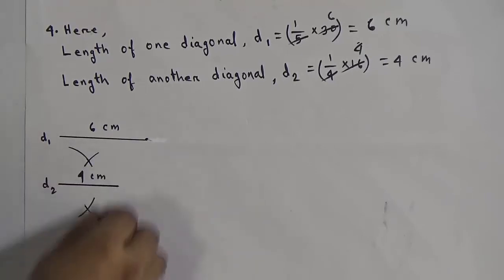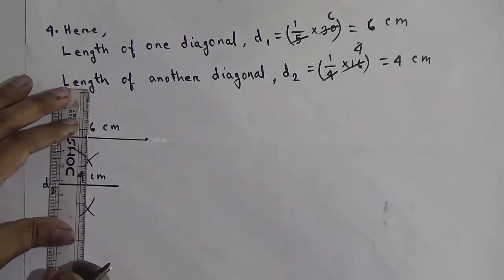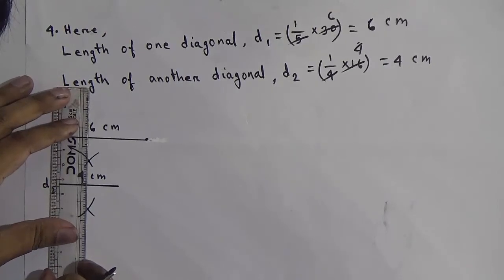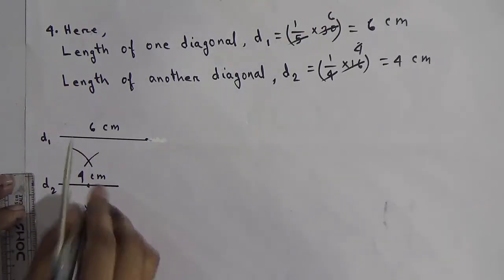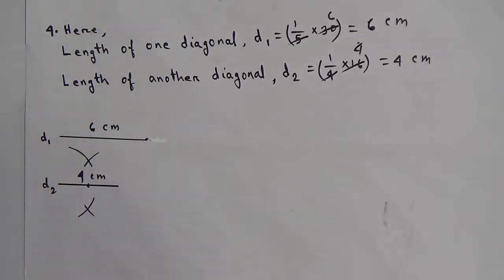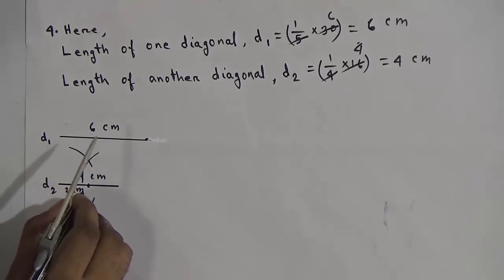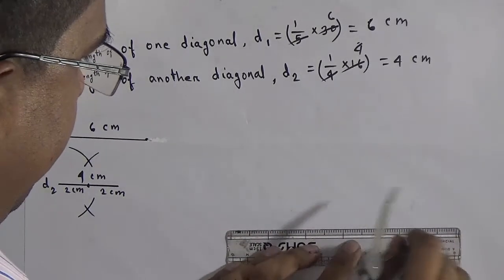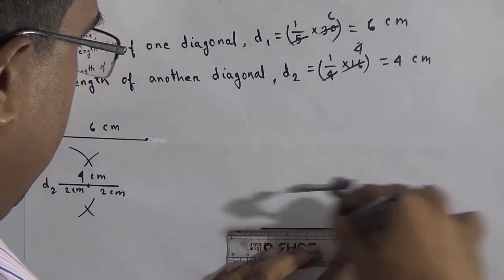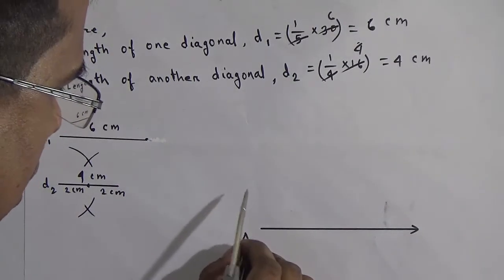Now, if we join these two points, then we get the midpoint of D2. Dear students, this is the middle point of D2. That means this part is 2 cm and this part also 2 cm. Now we'll draw the quadrilateral. At first we'll draw any ray. The name of the ray is AE.